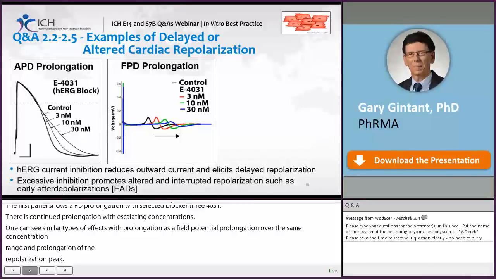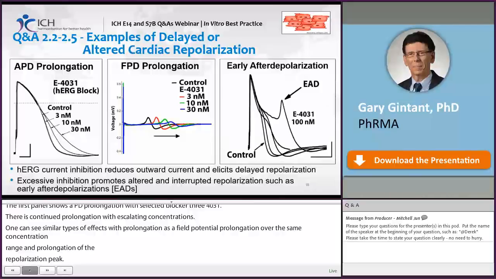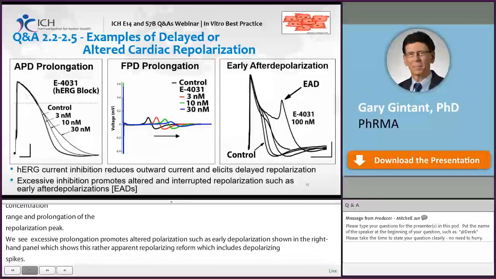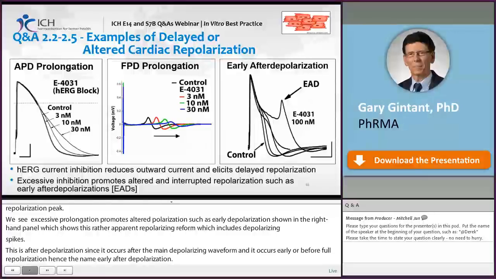Excessive inhibition, however, promotes altered or interrupted repolarization, such as early afterdepolarizations, which is shown in the right-hand panel, which shows this rather aberrant repolarizing waveform that includes a depolarizing spike. This is termed an afterdepolarization since it occurs after the main depolarizing waveform, and it occurs early, before full repolarization, hence the name early afterdepolarization, and it is one of the hallmarks of excessive loss or reduction of net outward current.